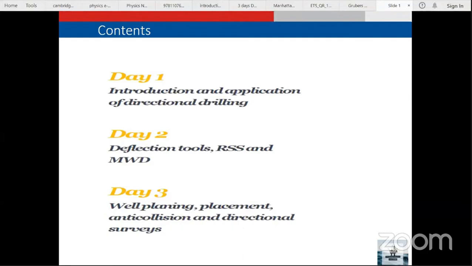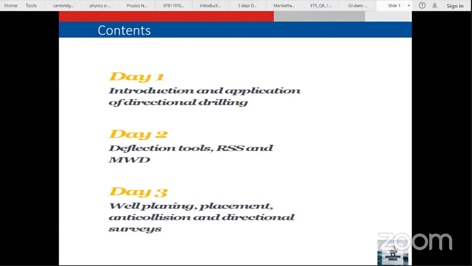And the second day, which is an important day, we'll talk about deflection tools, RSS, which is the new and recent technology for deflection during directional drilling, and measurement while drilling, the techniques that give us the surveying or the measurements that we need in directional drilling.